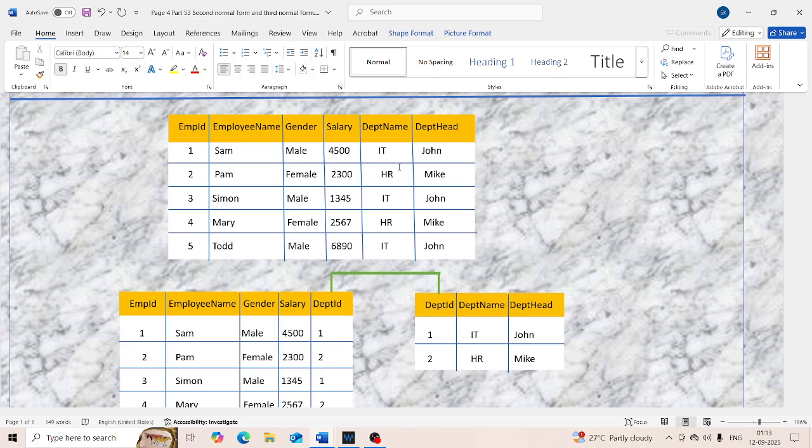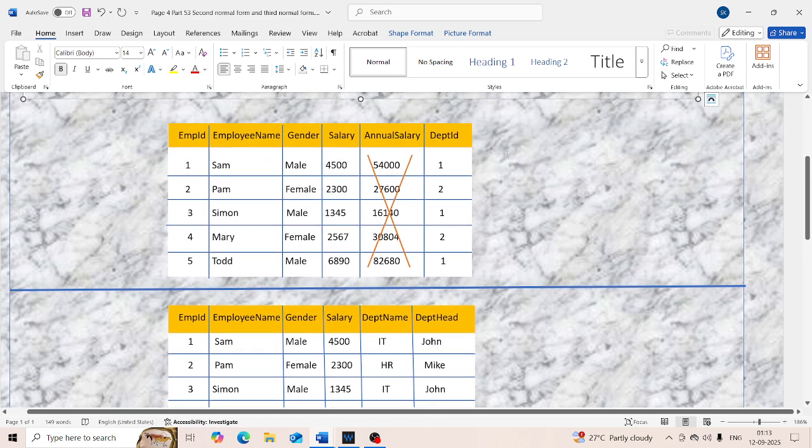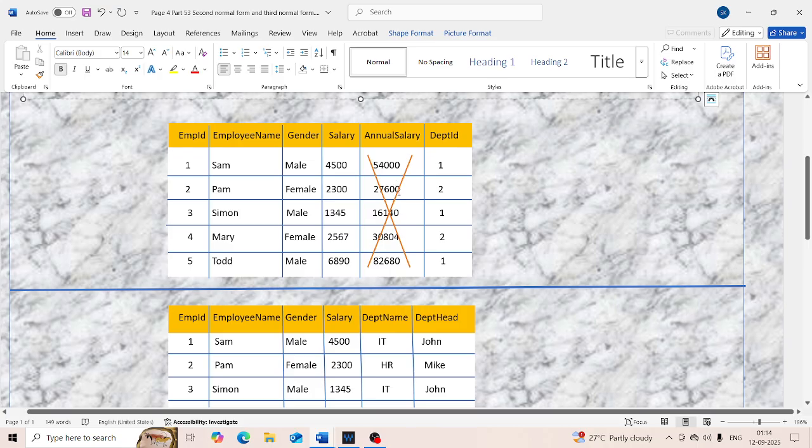In the case of annual salary, you can simply get rid of that because it is a computed column. It can be calculated on the fly. So to bring this table into third normal form, you simply get rid of that column.